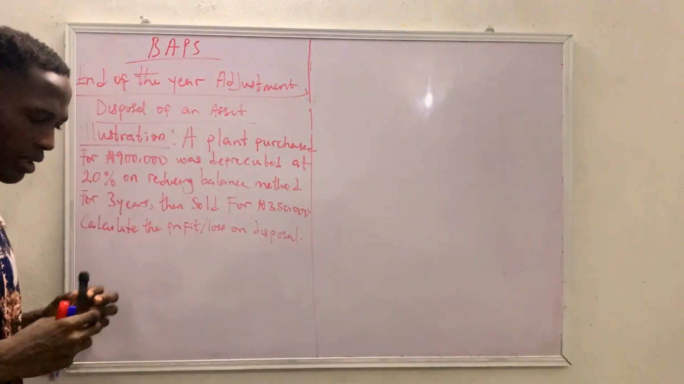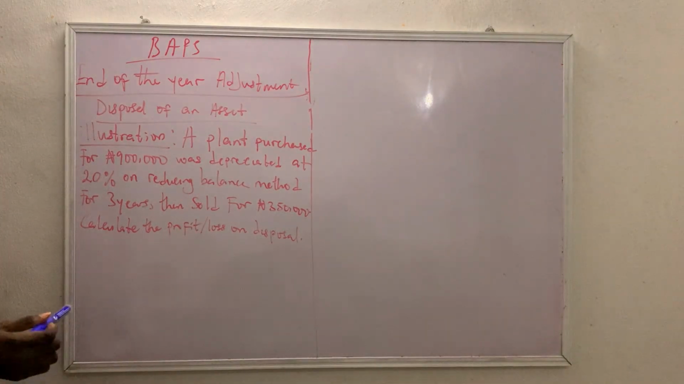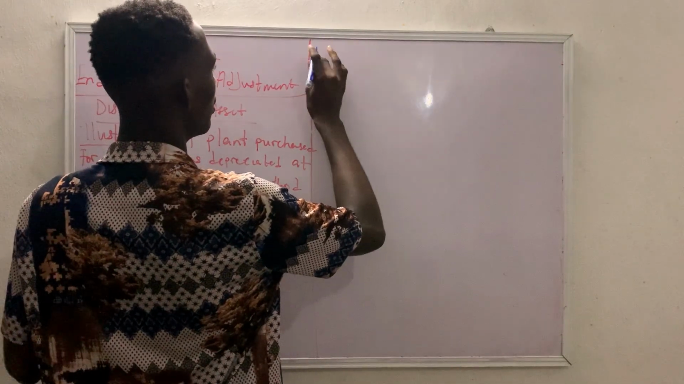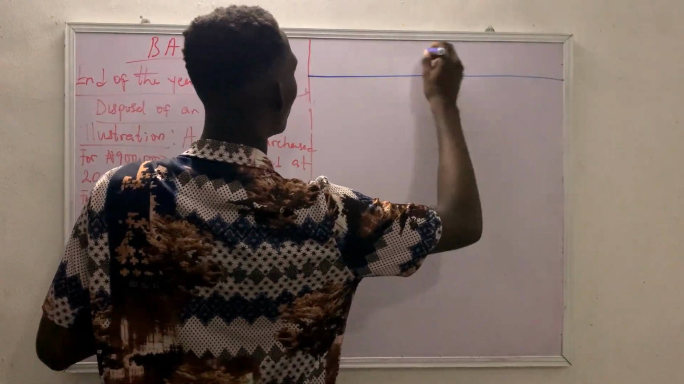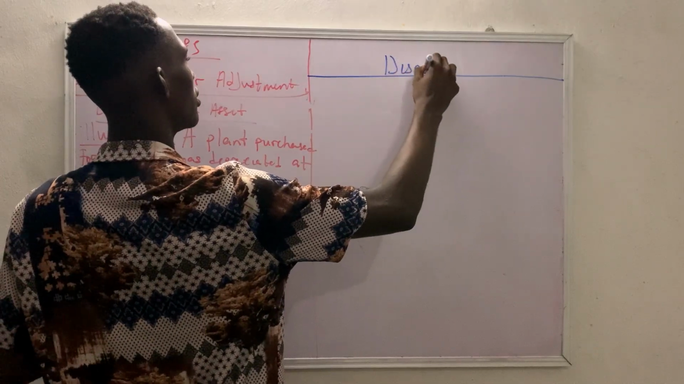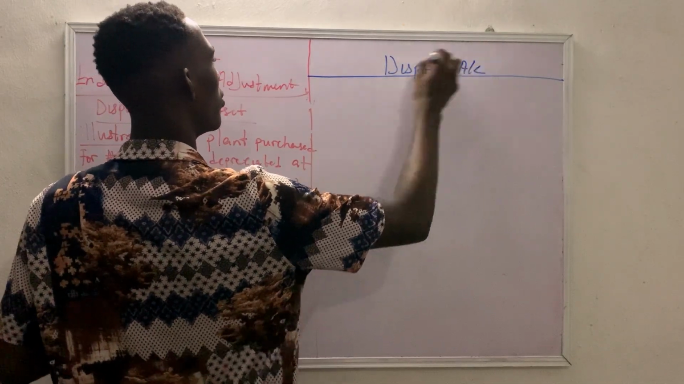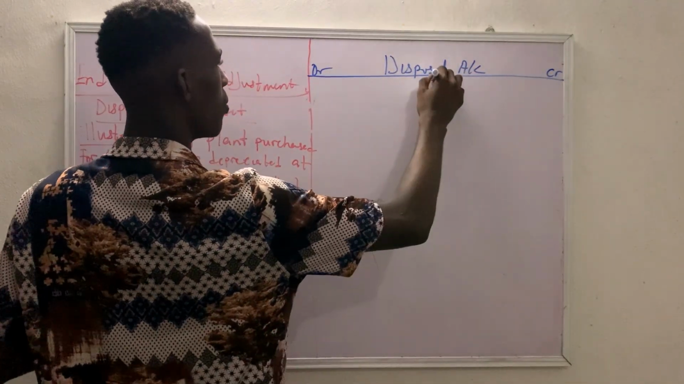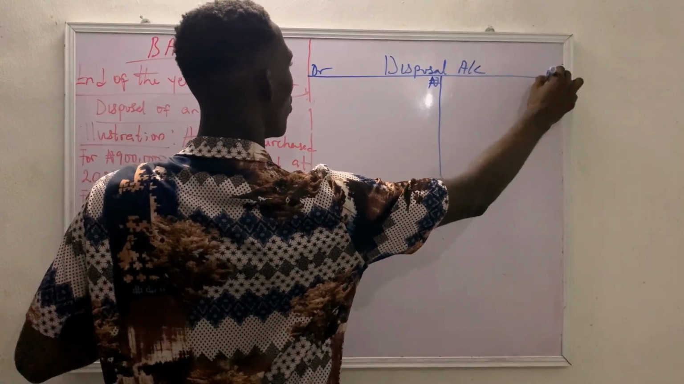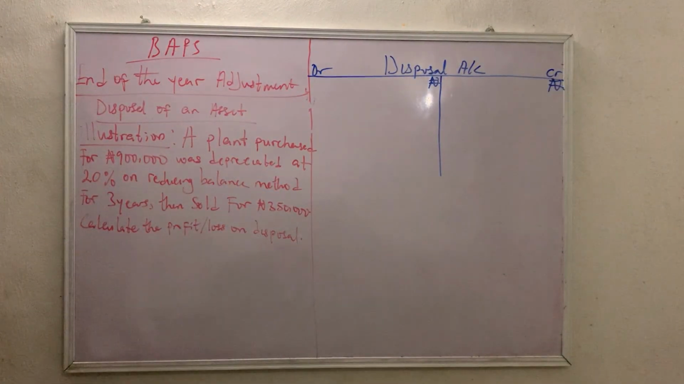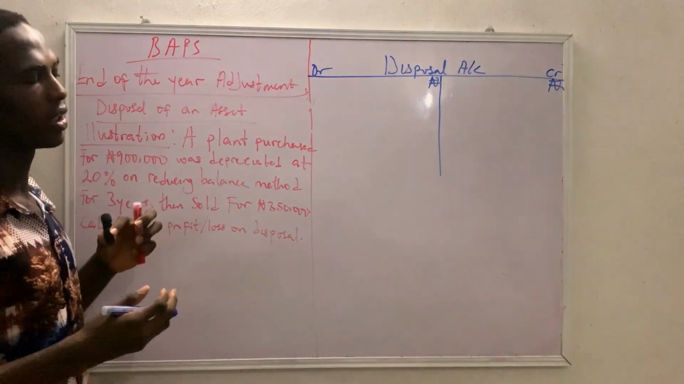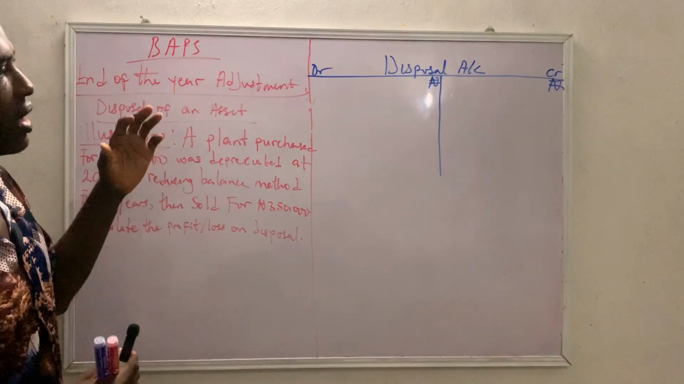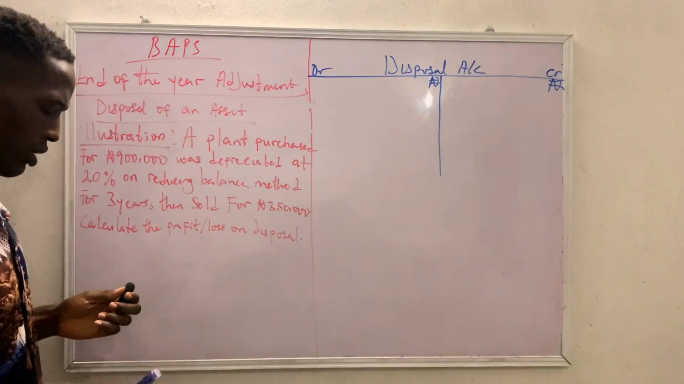But before I do that, there are formats of disposing an asset. You understand? So I'll be making use of a ledger. Let's call this disposal account. Now note that before you prepare your disposal account, you would have made some adjustments. You understand? You would have made some adjustments by getting your accumulated depreciation and the likes. So this is how it goes.